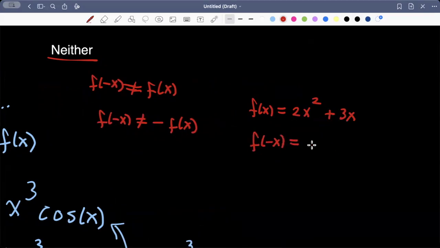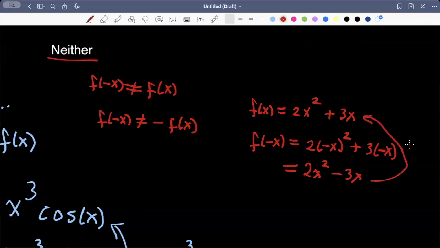Replacing each x with negative x. When you take a negative to an even power like a 2, the negative goes away. I have 2x to the 2. But in this last term, positive 3 times negative x is negative 3x. Okay, so compare this to the original. It's not the same.